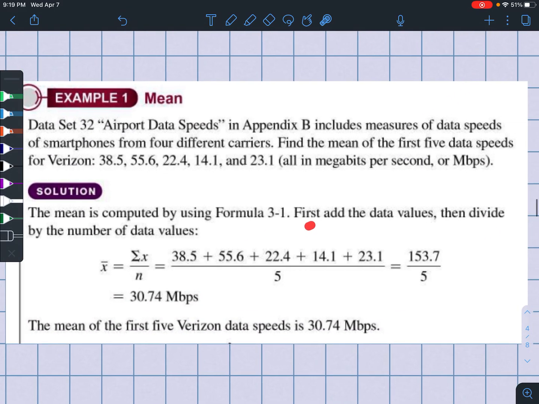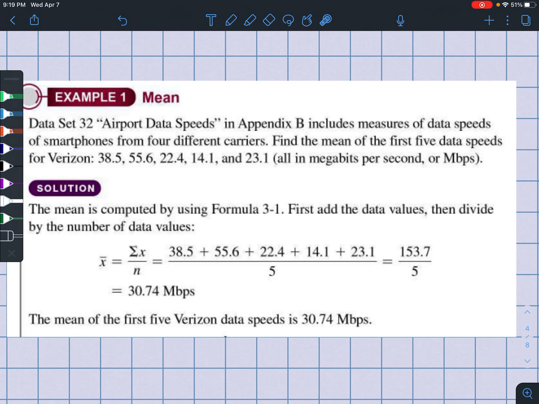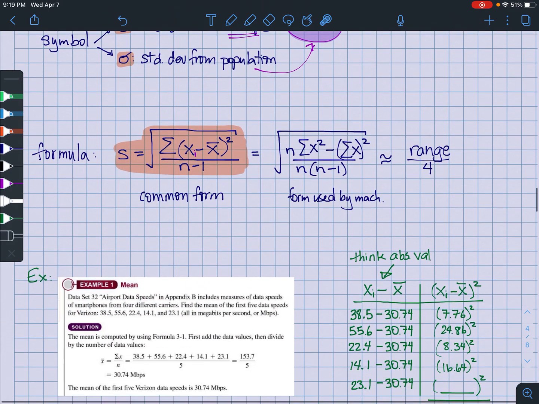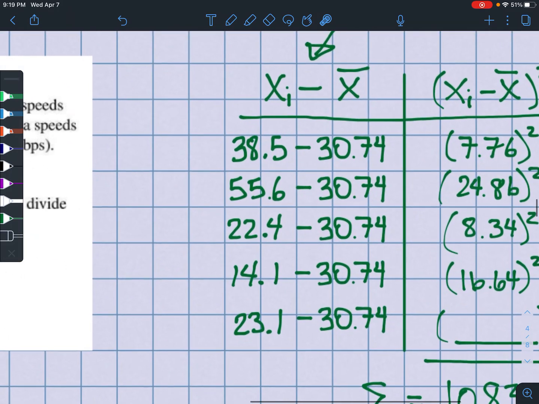Looking again at the airport speeds that we had reported earlier, and I forget, this is Verizon data. So we have my Verizon data. There are my data items, and the first thing I'm going to do is calculate the mean. So we just add those up, divide by n, we get a mean of 30.74. All right, x bar. And notice our formula uses x bar extensively.